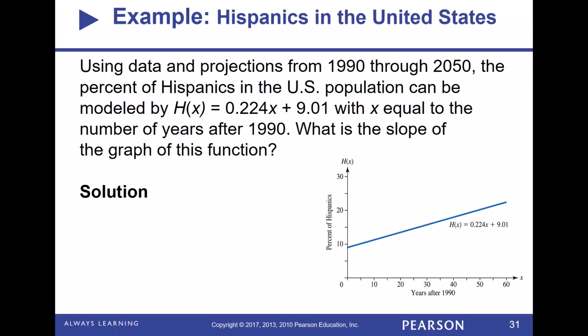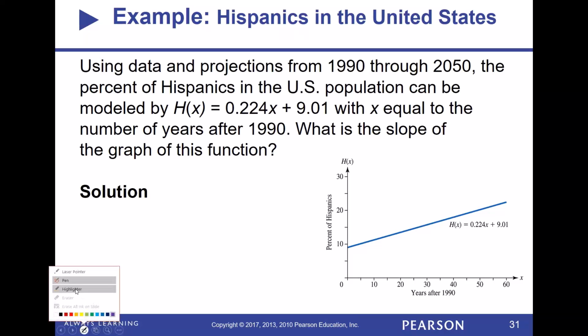So using the data of projections from 1990 through 2050, the percent of Hispanics in U.S. populations can be modeled by the following function. h of x is equal to 0.224x plus 9.01, with x equal to the number of years after 1990. What is the slope of the graph of this function?